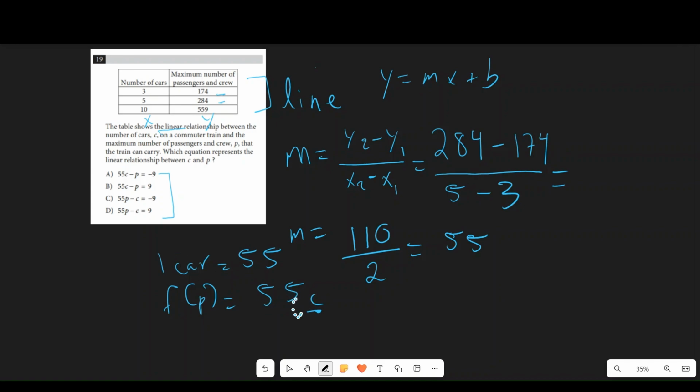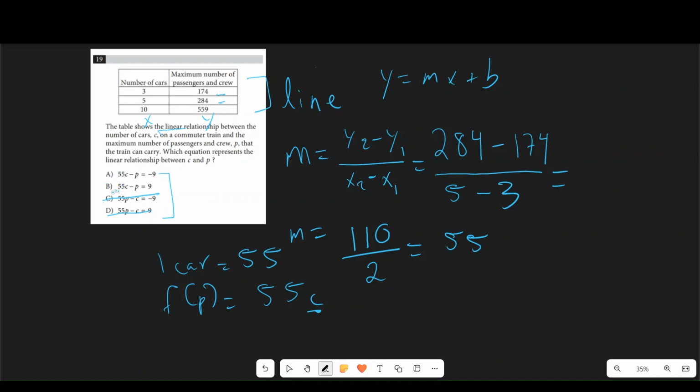So we know that these two answer choices are wrong, because they're giving us in terms of the number of passengers. For every 55 passengers, we don't get an increase in the number of maximum passengers. It doesn't really make sense, so we know that these two are instantly wrong.